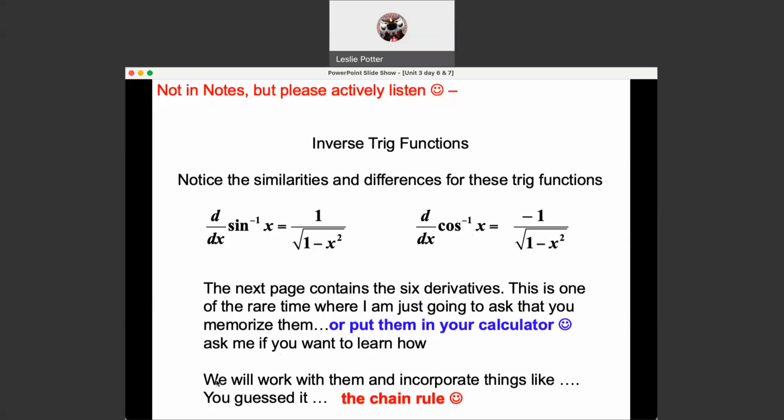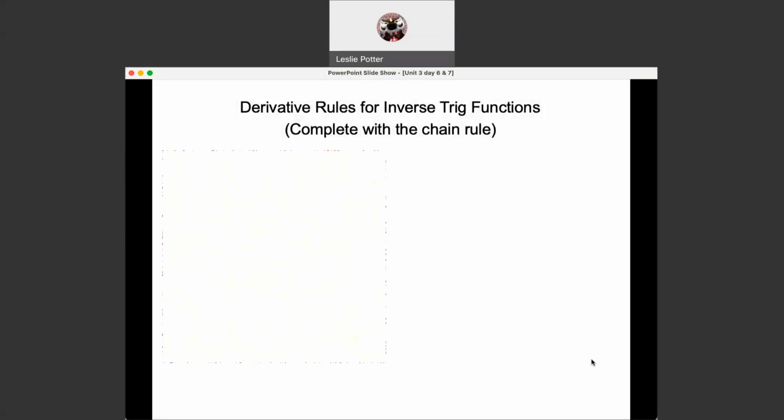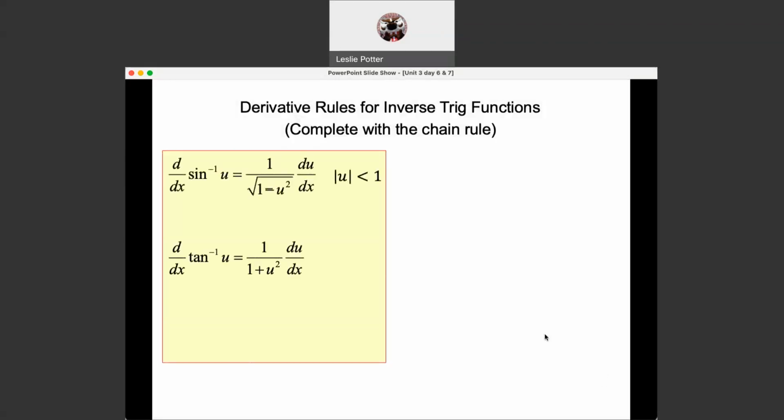Okay, so once we see the patterns and we can internalize the derivatives, we're going to work with them and incorporate things like the chain rule. That's really where this is going to be used on multiple choice questions. Okay, so here are the 6 functions. Here are my sine, tangent, and secant. So we derived this. My tangent looks like this, just 1 plus u squared in the denominator. These are all the chain rules, right? The du dx. And the inverse secant looks like this, which is crazy complicated.